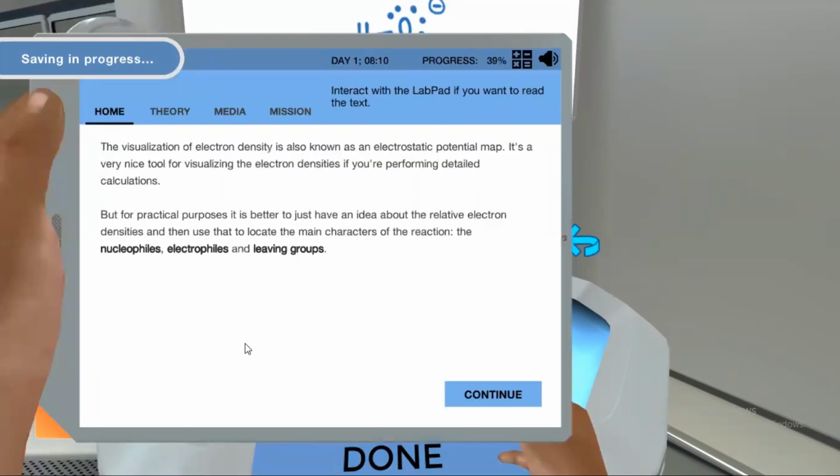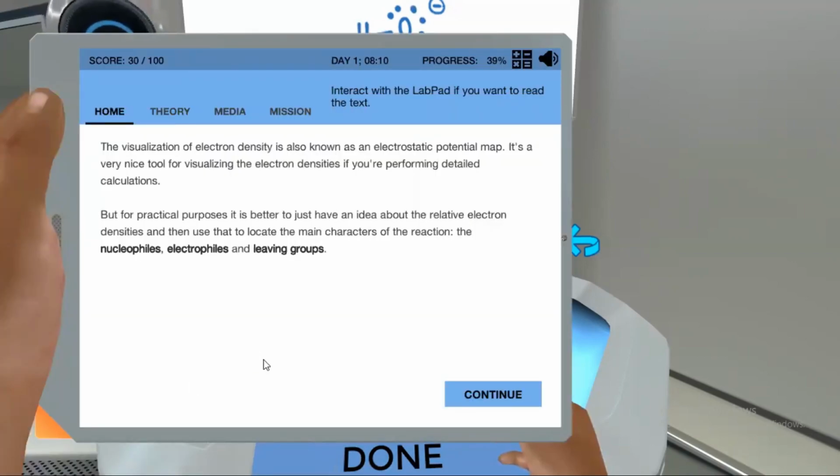The visualization of electron density is also known as an electrostatic potential map. It's a very nice tool for visualizing the electron densities if you're performing detailed calculations. But for practical purposes, it is better to just have an idea about the relative electron densities and then use that to locate the main characters of the reaction: the nucleophiles, electrophiles, and leaving groups.